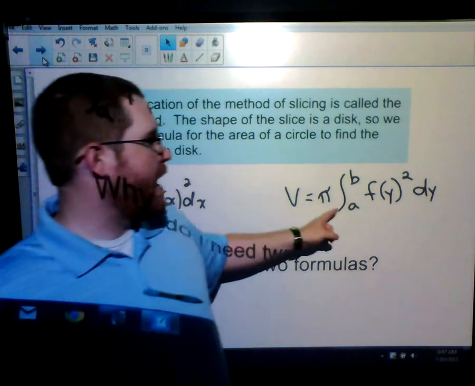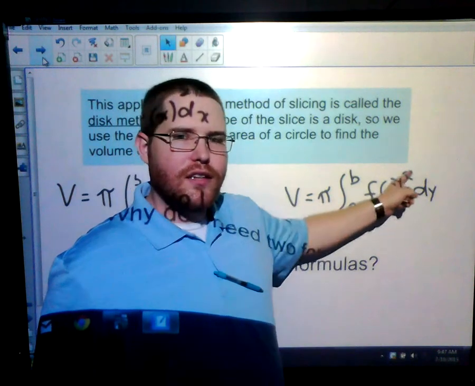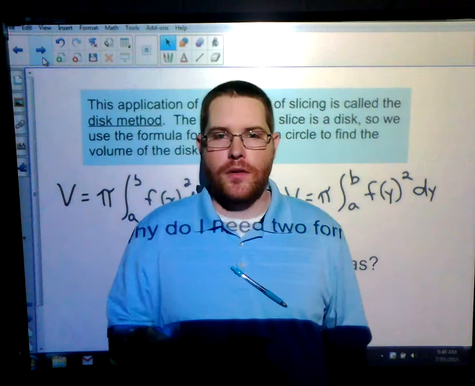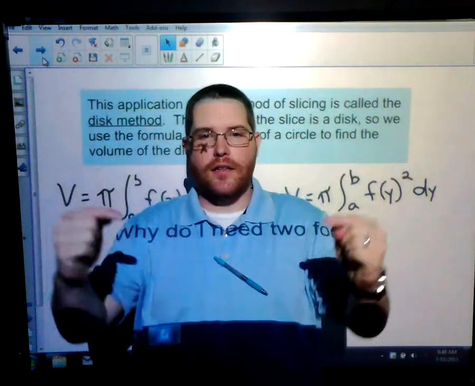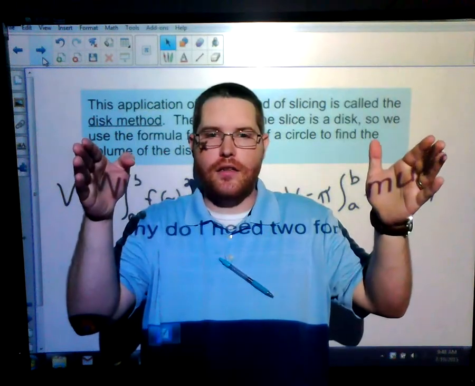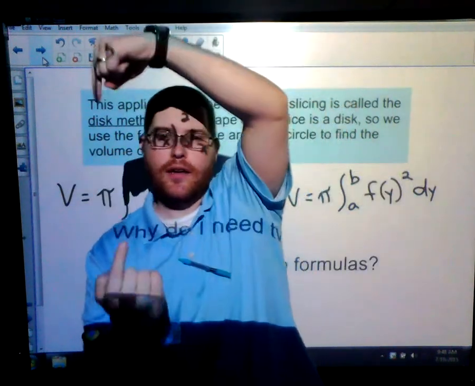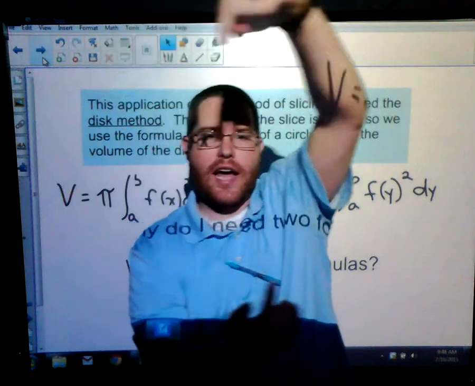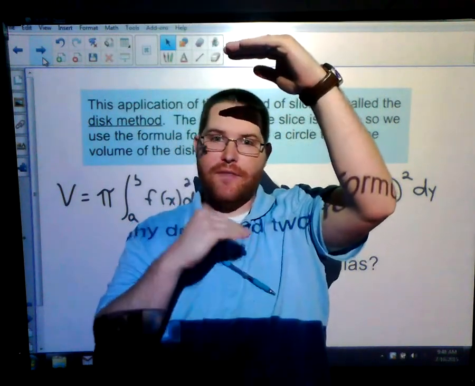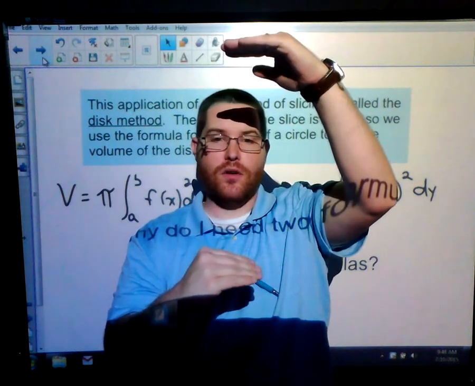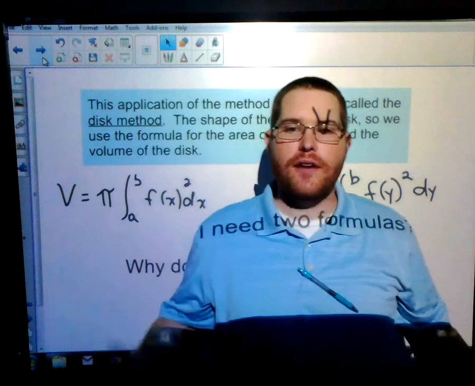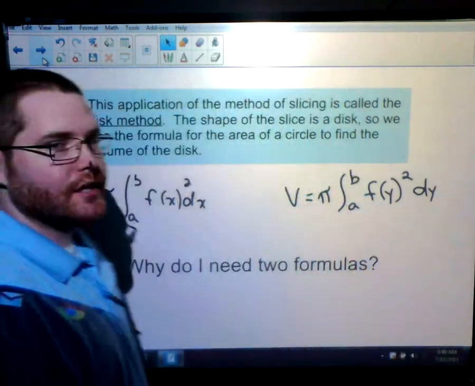Why do I have a pi dy? What's this over here represent? Why do I need two different functions? Well, in this last example, we rotated this way, parallel to the x-axis, which means you have a left and a right side. But I can rotate this way, parallel to the y-axis. And now I don't have a left and right side. I have a bottom and I have a top. If I have a bottom and a top, these aren't x values anymore. These are y values. If I use y values for my bounds, I need y values for everything, so it's dy. You'd have to rewrite the problem.